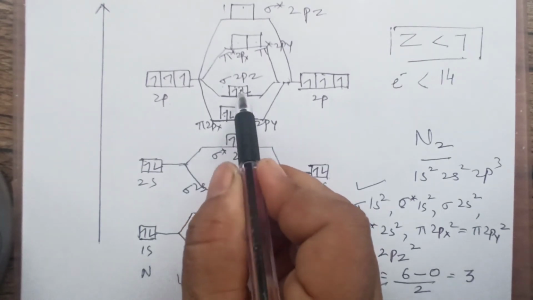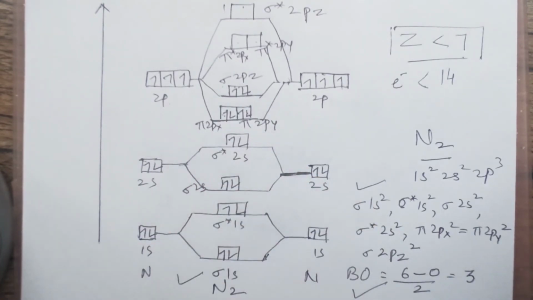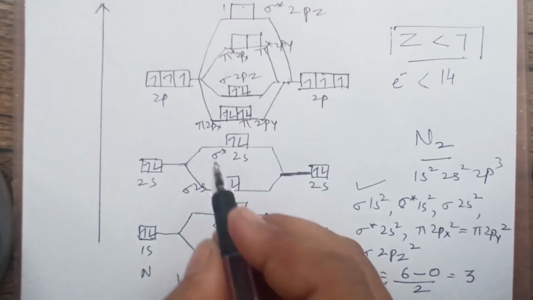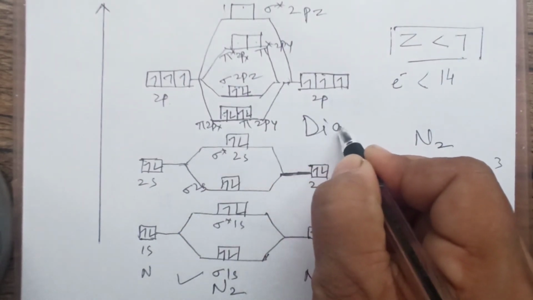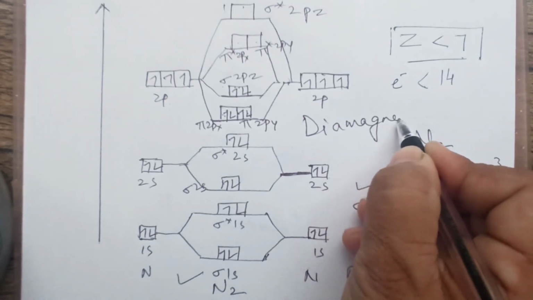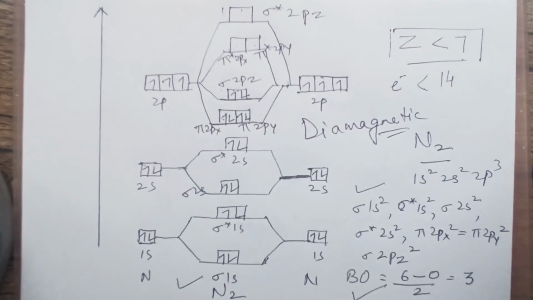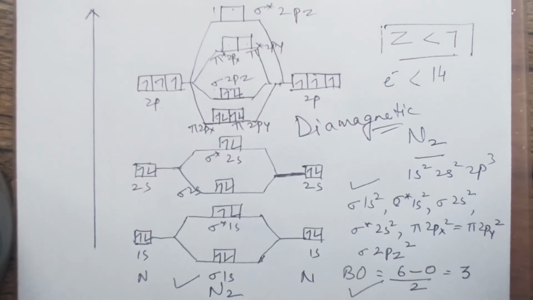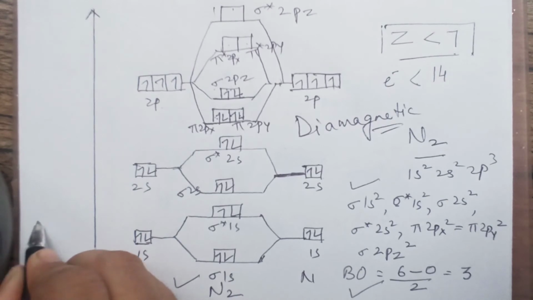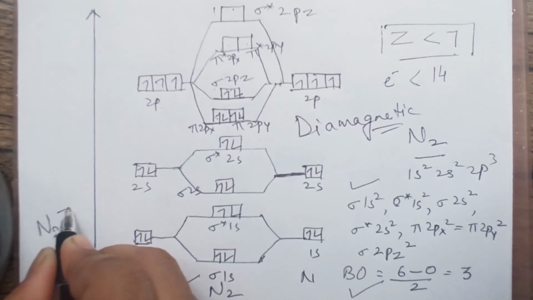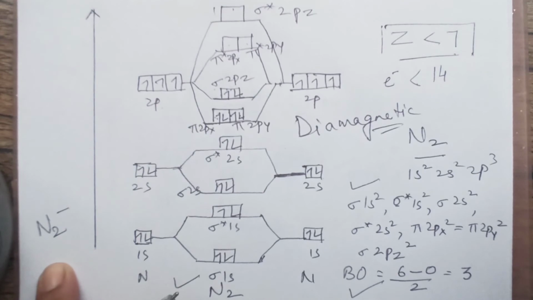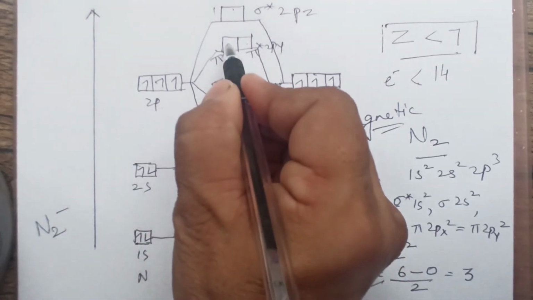Now, in this there are no unpaired electrons, all are paired. All paired electrons means this nitrogen molecule is diamagnetic. Suppose you are asked to write down for N2 minus. Don't think this has 15 electrons, that it will follow the oxygen diagram. No, it is obtained from N2, so you will be writing 1 extra electron only.